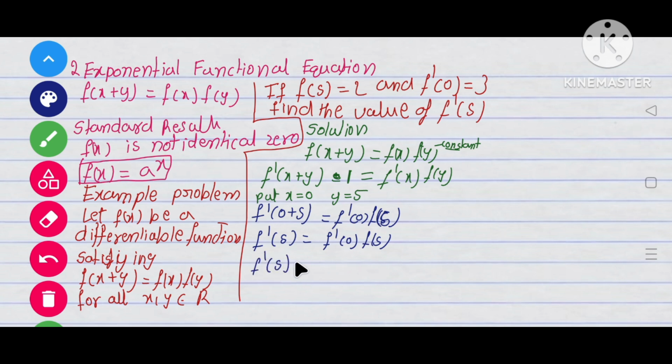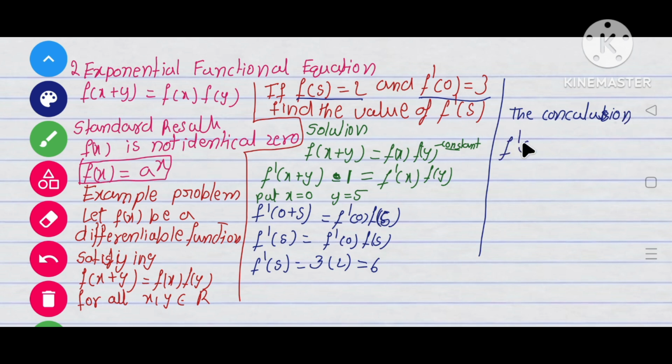f dash of 5 is equal to f dash of 0, which is given as 3, and f of 5, which is given as 2. So on substituting, we get f dash of 5 is equal to 6. So the conclusion is f dash of 5 is equal to 6.